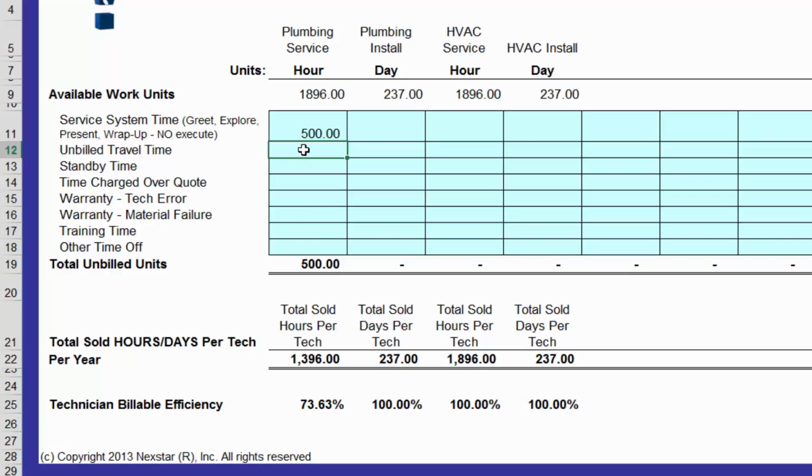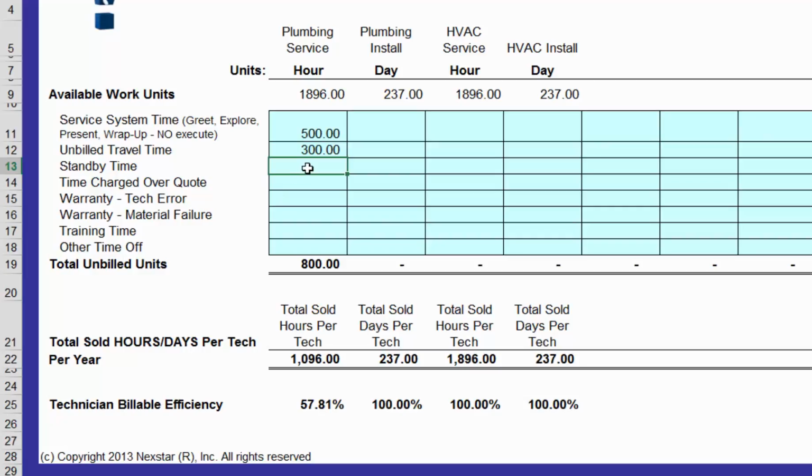Unbilled travel time, so in other words, the time we drive to the job that we're not billing our full rate at. If you're collecting a $49 trip charge, but your selling price is $500, it's not your full rate, right? So you have to understand, okay, how much of that is unproductive. So let's just say it's another 300 hours a year. That's unproductive. That's going to bring you down to 57%.